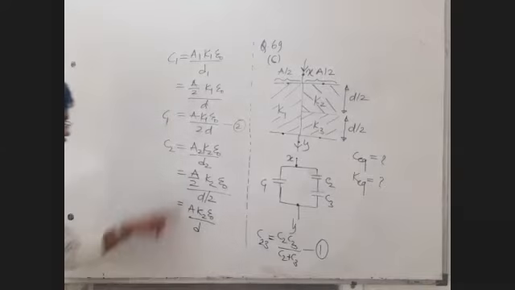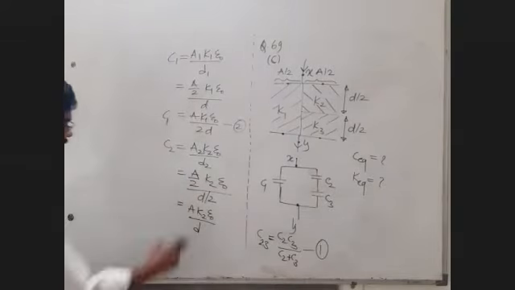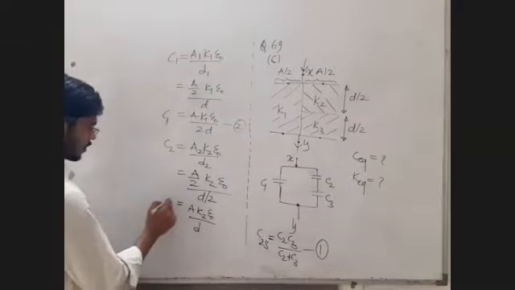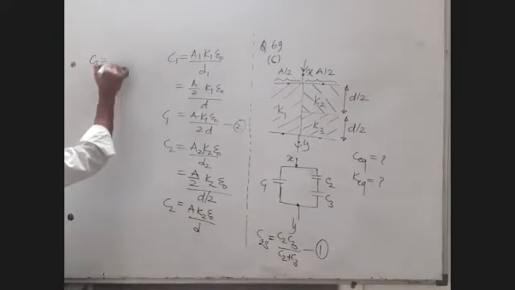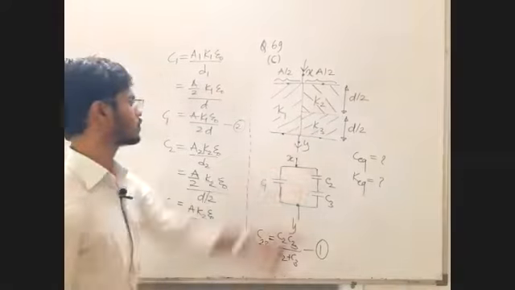The answer is this 1 by 2, this 1 by 2 cancel. The answer is A K2 epsilon 0 upon D. That's C2. Now C3.